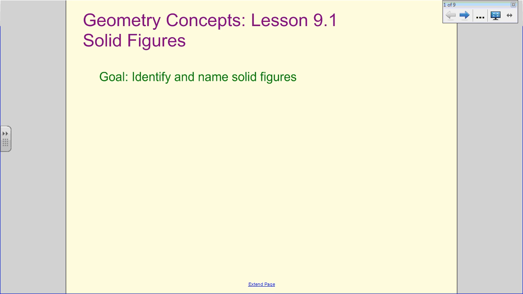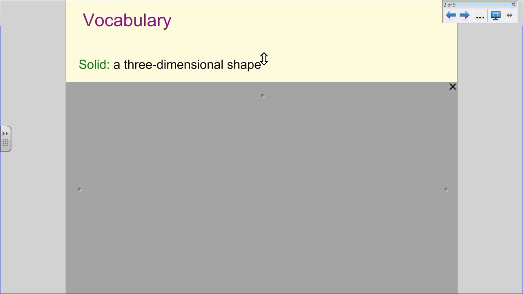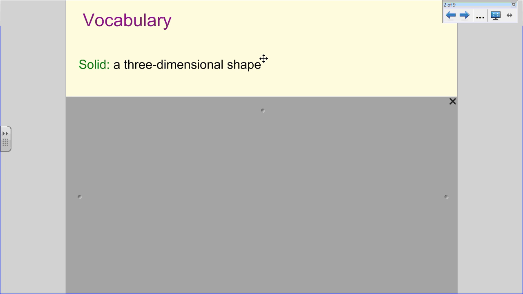We're going to start this fourth marking period here with lesson 9.1 on solid figures. So our goal today is just to identify and name solid figures. Let's go through some of the vocabulary that we have here. The first thing is, when we talk about solid figures, we're just referring to a three-dimensional shape.